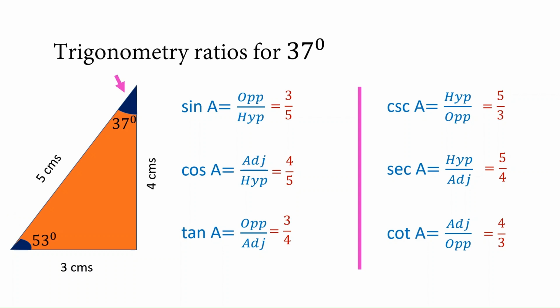Using these fraction values, we can get the decimal values as well. In this video, we have seen how to find the values for angle 37 and 53 for all 6 trigonometric ratios.